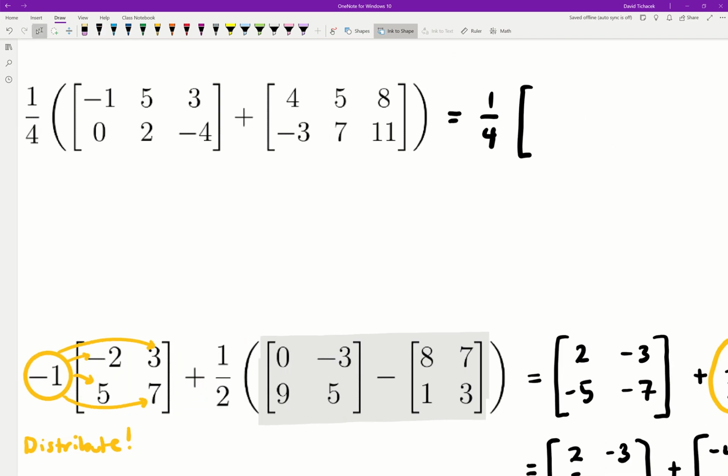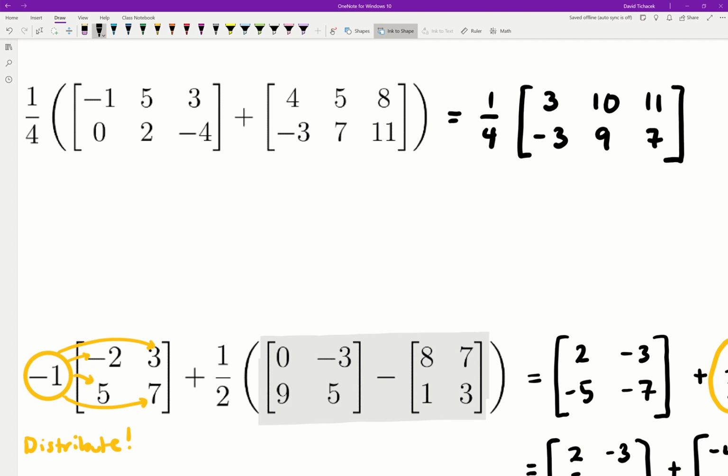So that is going to give you -1 plus 4, that's going to give you +3. 0 plus -3 is going to give you -3. We've got 5 plus 5, which is 10. We have 2 plus 7, which is 9. 3 plus 8, which is 11. And then -4 plus 11 is going to give you -7. Or not -7, goodness. That will give you +7. There we go.